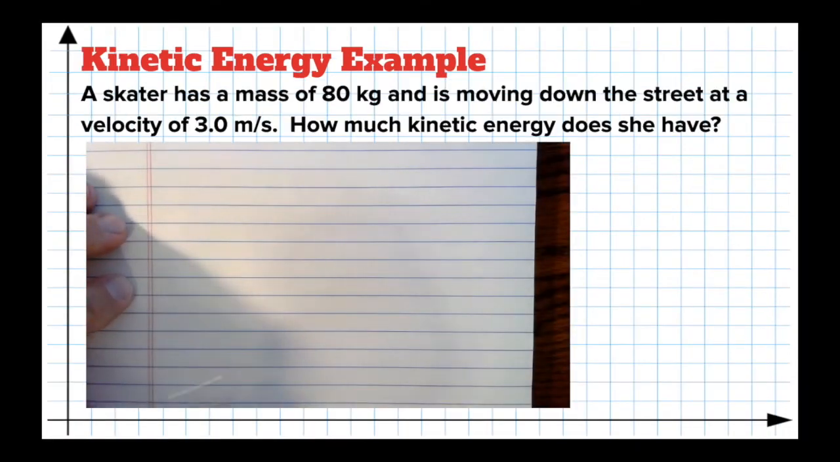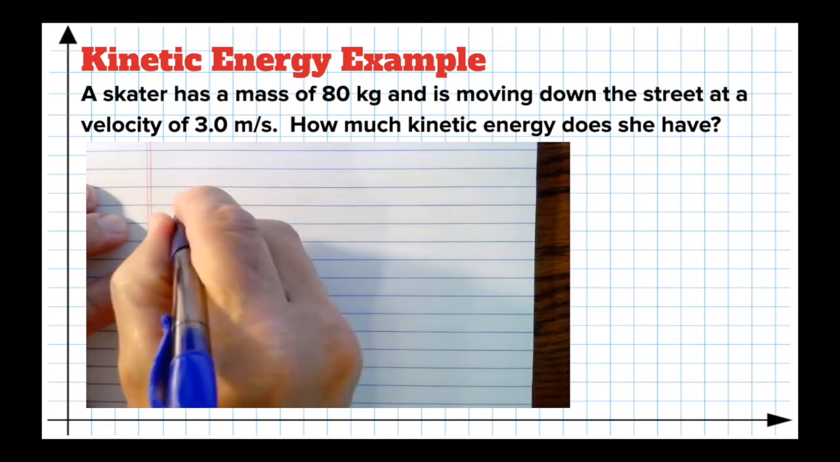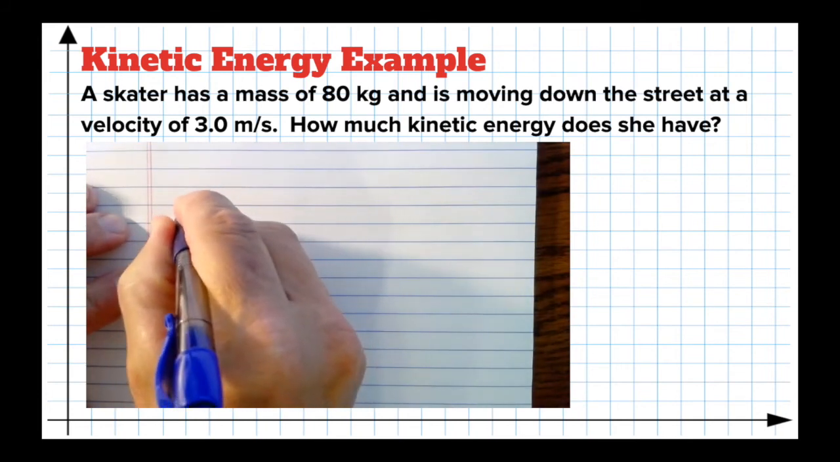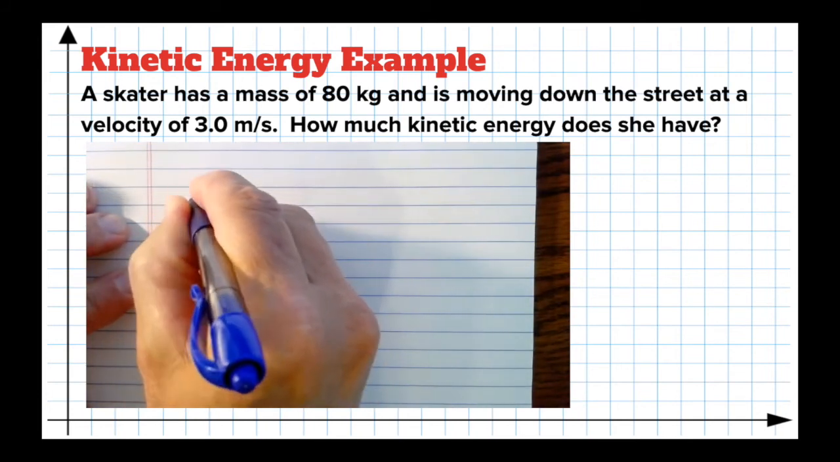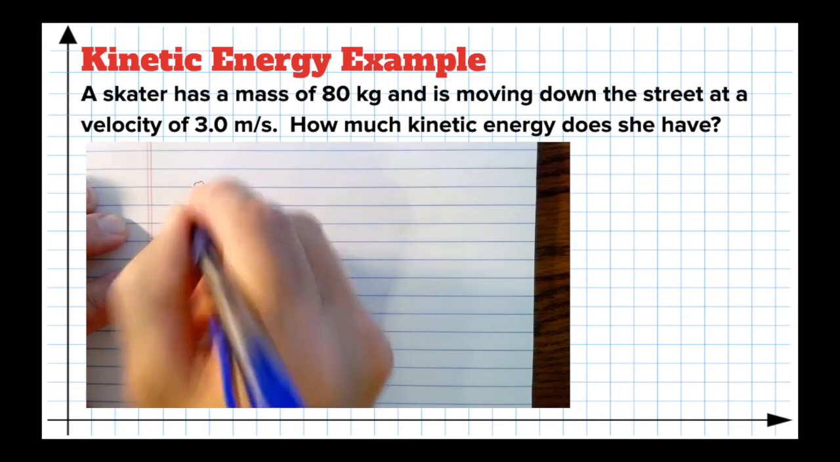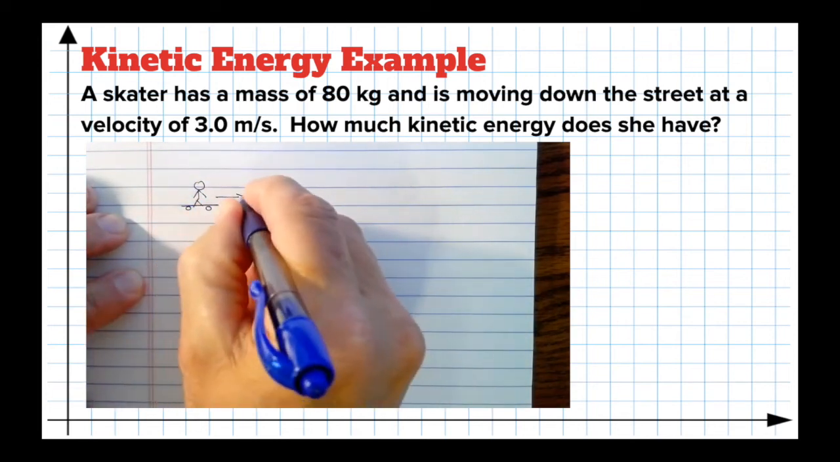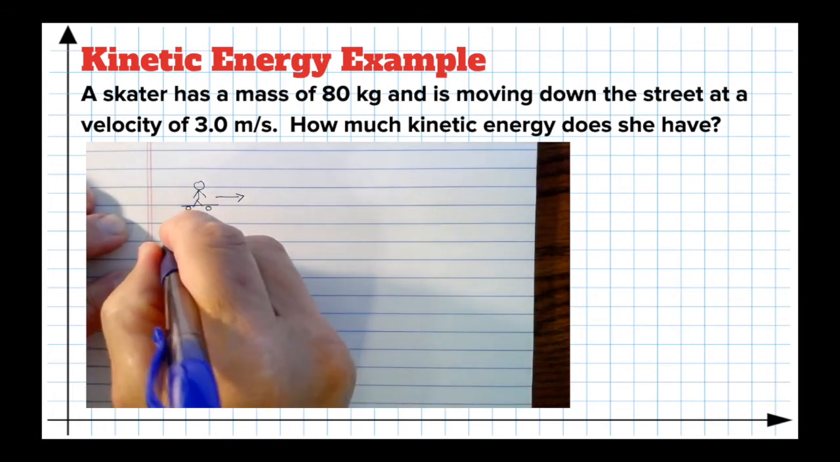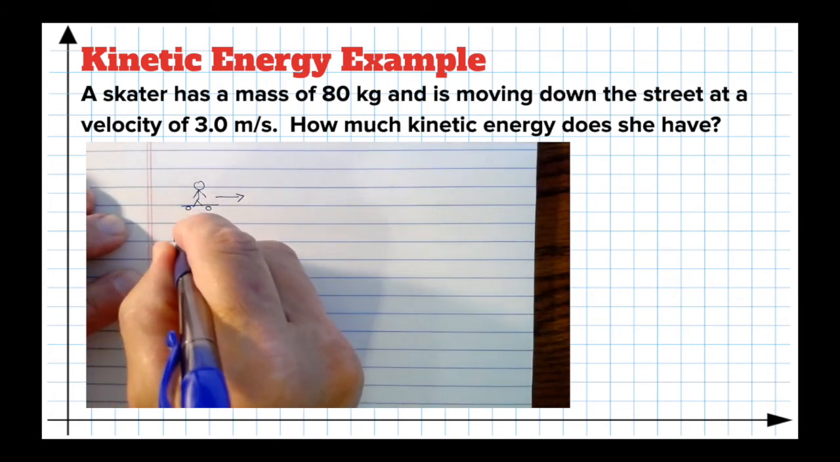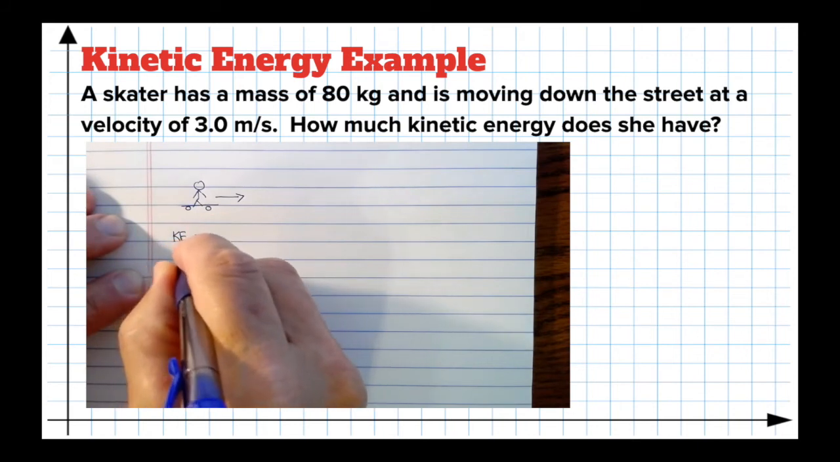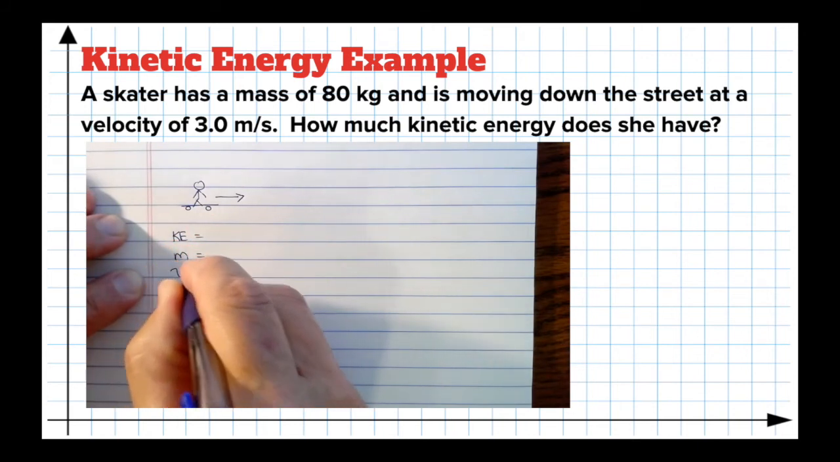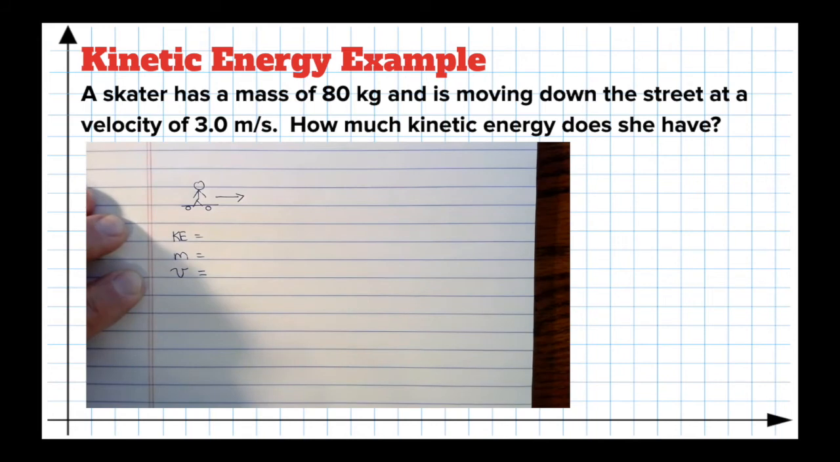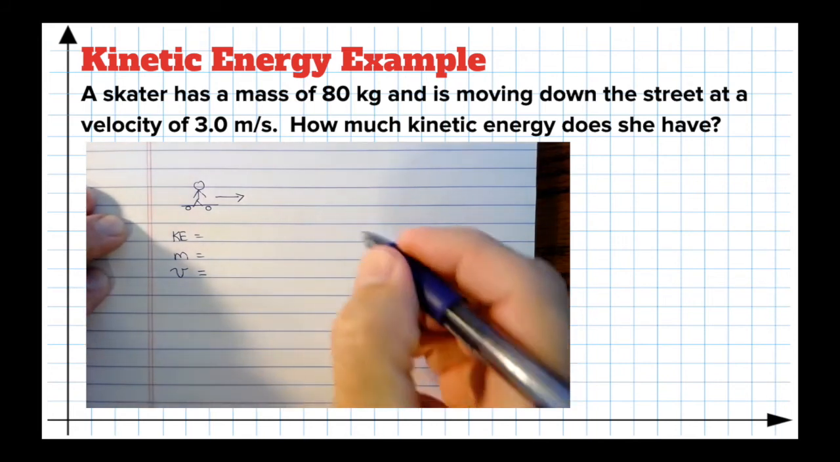So to solve this problem, I'm going to draw myself a little skater here. So we're just trying to make a diagram. So here's my skater standing on a skateboard, and she is moving down the street, okay? And because I'm trying to find kinetic energy, I know I'm going to have kinetic energy, I'm going to have mass, and I'm going to have velocity. So when I read the problem, I'm trying to find those things, okay?